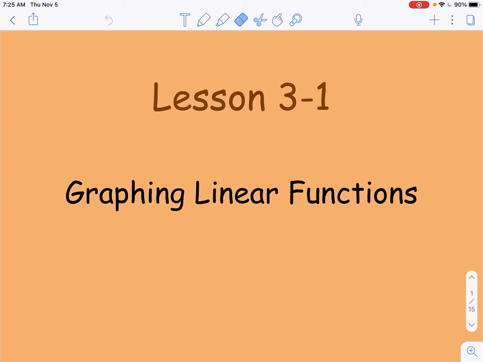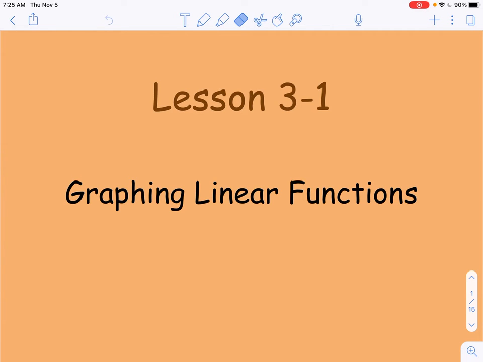So we're going to talk about lesson 3.1, which is on graphing linear functions. This starts about a 2-chapter unit where we're dealing a lot with linear functions and looking at different things with them: how to graph them, how to analyze them, how to work with them, just a lot to do with that. So let's get started.